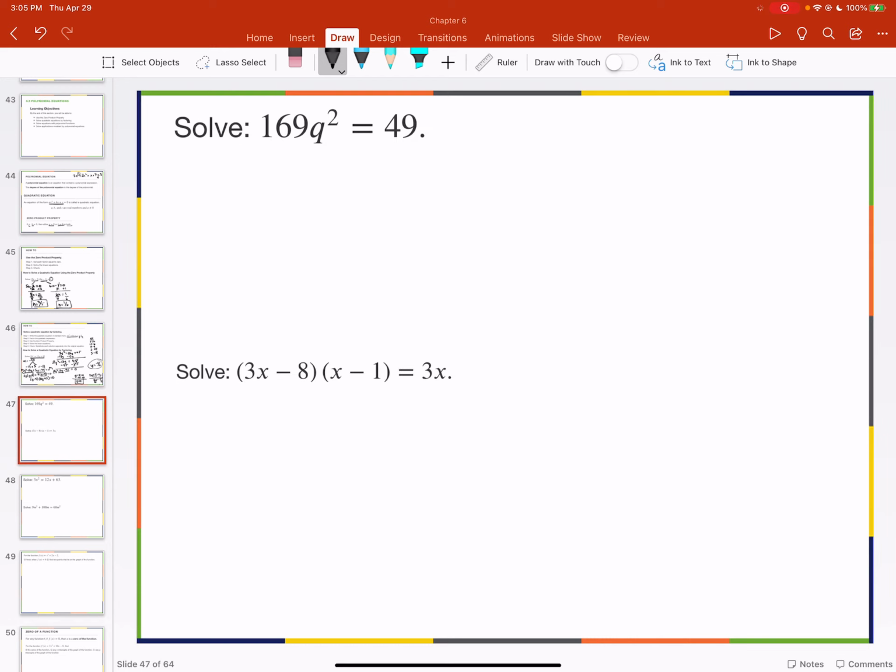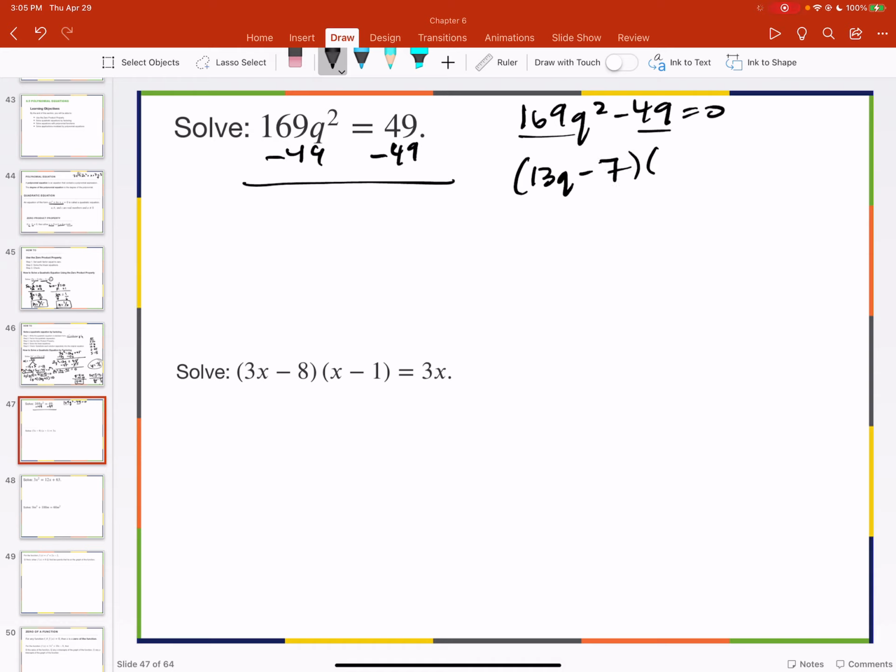Let's say we have something like this, where we have 169q squared is equal to 49. So let's set it equal to 0, minus 49 from both sides. We get 169q squared minus 49 is equal to 0. This is a difference of squares, right? So it's 13q minus 7, 13q plus 7. That's equal to 0. Zero product property.